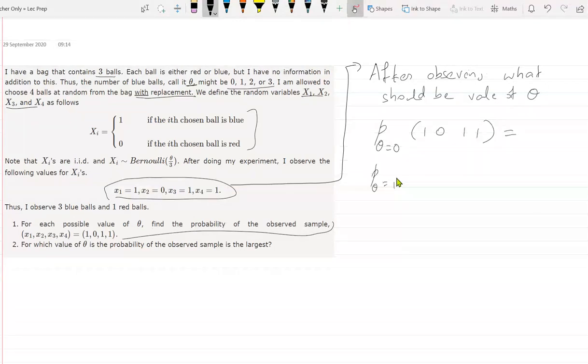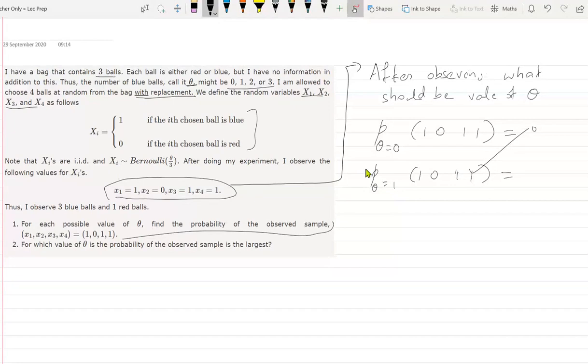0. That is what Abraham also just said. This probability is 0. Now suppose theta equal to 1. What is this probability going to be? Sir, 2 by 3 power 4.